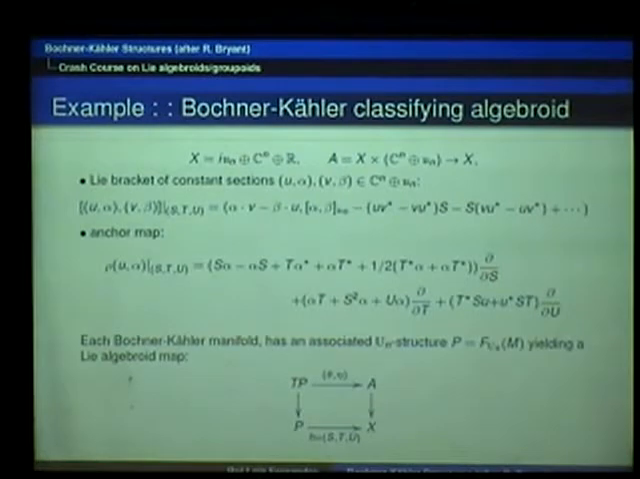And whenever I have a Bochner-Kähler manifold, the associated Un structure gives me this vector bundle map, which actually is more than just a vector bundle map, it is a Lie algebroid map. Remember, I just told you the tangent bundle is a Lie algebroid, so I'm saying that this is a map from the tangent bundle algebroid to this Bochner-Kähler algebroid. And so somehow the problem is I have this A, which is given here, and I have to find these things. This is the problem. Okay?